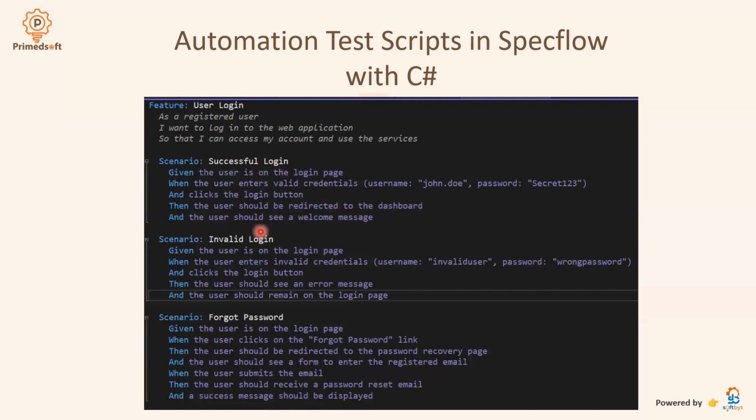This is valid, right? You can see the invalid as well: given a user is on the login page, when the user enters invalid credentials, which is an invalid username and invalid password, and clicks on the login button, then the user should see an error message, and the user should remain on the login page. So the user is not able to log in. So this is another scenario. This is how you'll be writing your feature file.